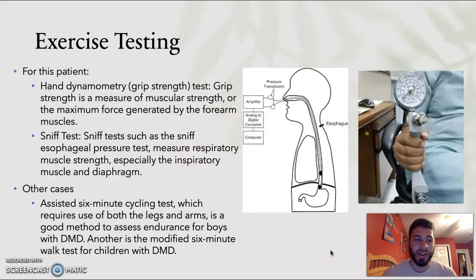I also wanted to include tests for other cases. An assisted 6-minute cycling test, which requires the use of both the legs and the arms, is a good method to assess endurance for boys or girls with Duchenne muscular dystrophy. Another is the modified 6-minute walk test, which is another good one for children with DMD.